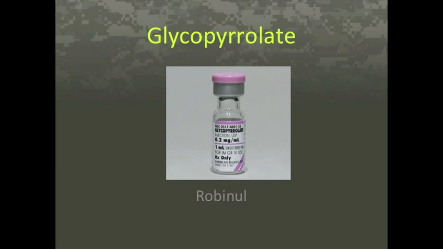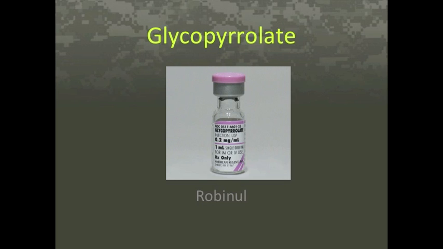Glycopyrrolate, also known by its trade name Robinul, is a synthetic anticholinergic drug that is frequently used in anesthetic practice for a variety of reasons. You would typically find IV solutions supplied at 0.2 mg per ml in a 1 ml vial, which will look very similar to the picture on this slide.